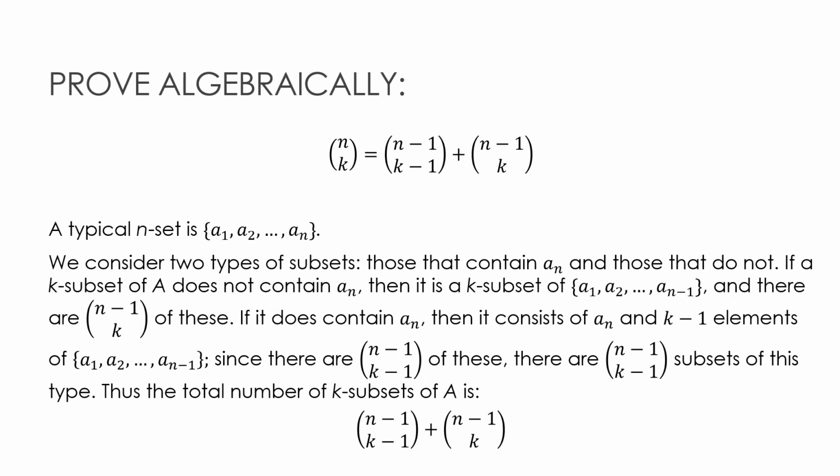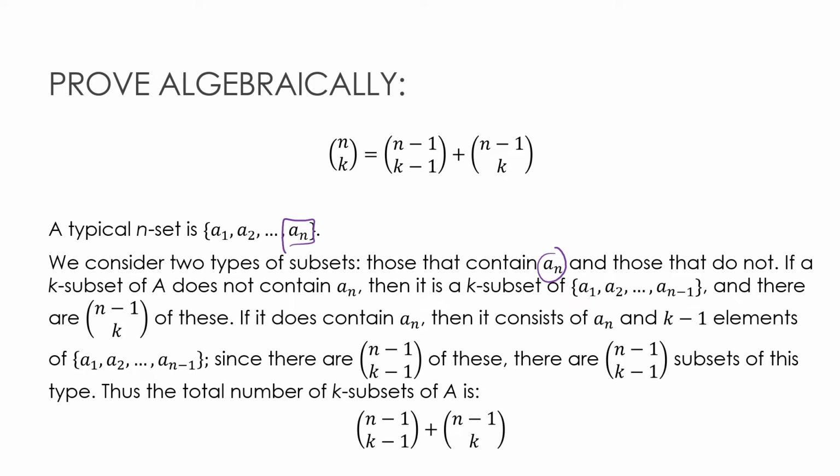Let's take a look at that exact same expression and now prove it algebraically. So now, instead of making up a fun little story problem about people vying for a job, I'm saying, let's look at the math here. So this is going to be mathier than our combinatorial proof. So we're saying we have a typical n set, being that there are n elements in the set, and we consider 2 types of subsets: those that contain a sub n, which is whatever our last guy is, and I could have said a sub 1 too, it doesn't matter, and those that do not.